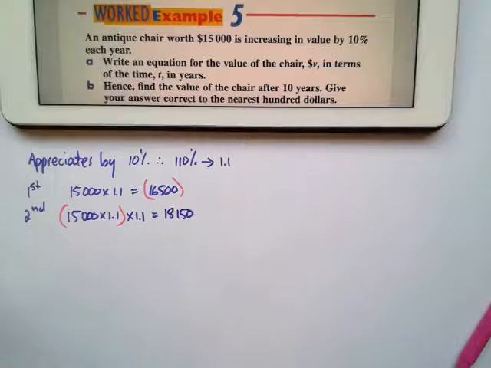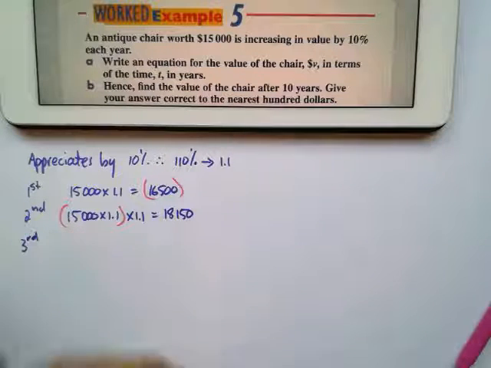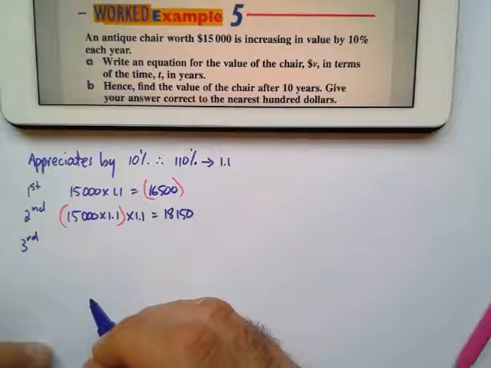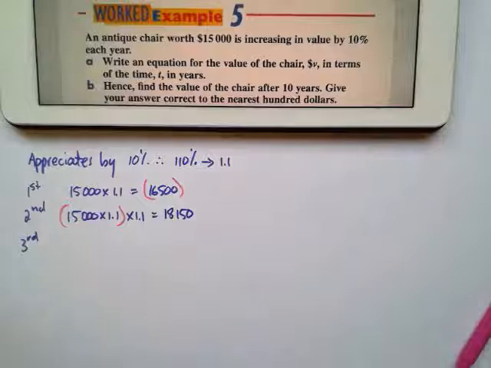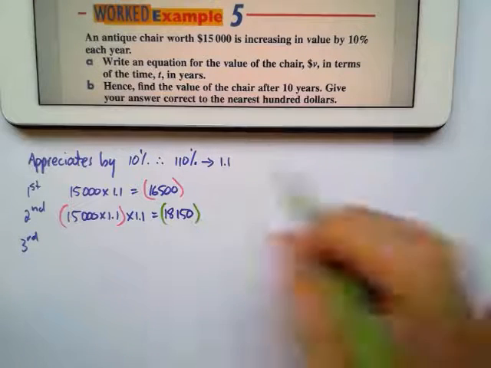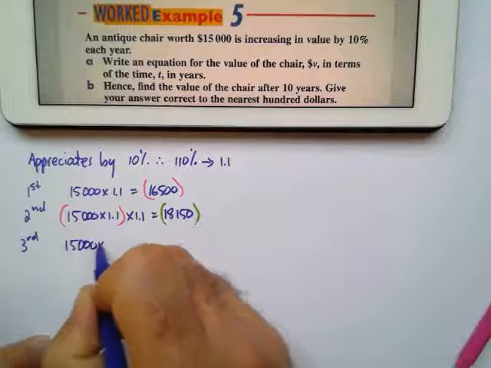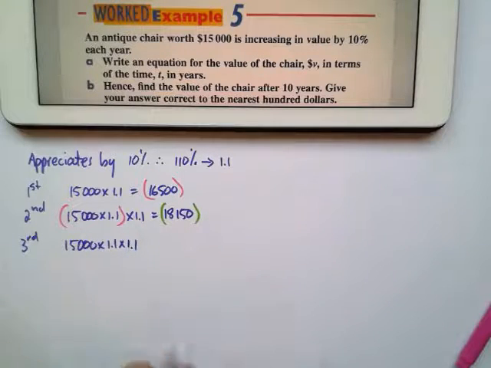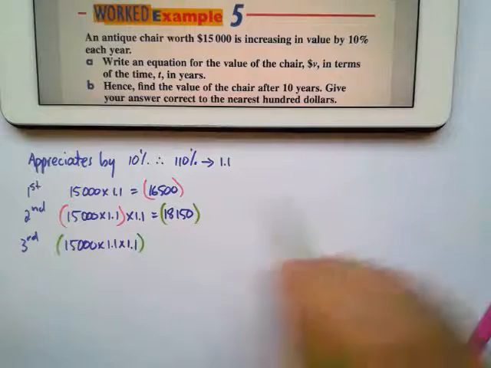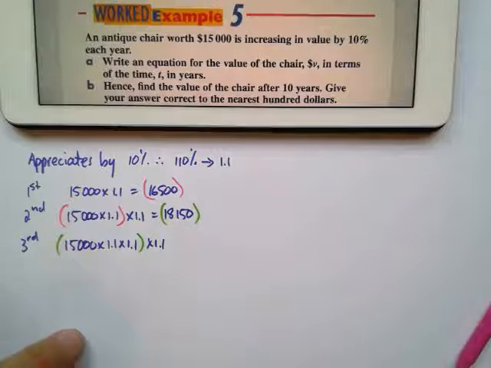Which is 18,150. In my third year, can you see what's going to happen? Third year, I'm going to have this 18,150 multiplied by 1.1. But what is this 18,150? Well, that is 15,000 times 1.1 times 1.1. And then I'm going to multiply that new amount with 1.1.